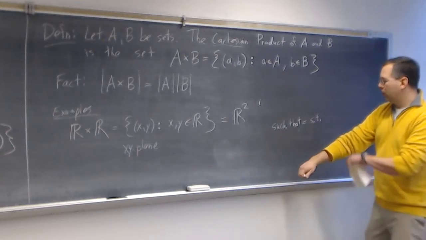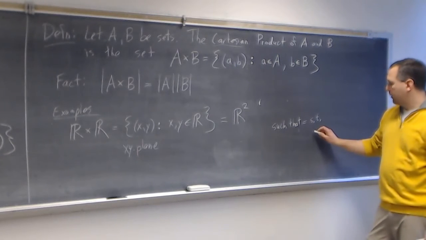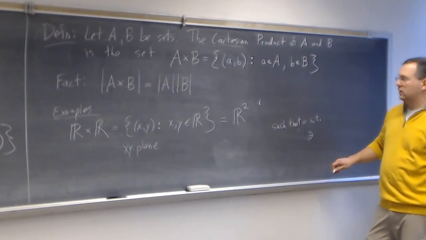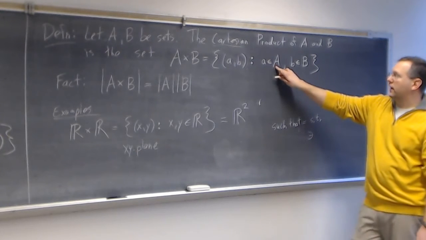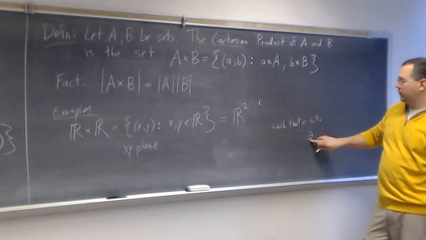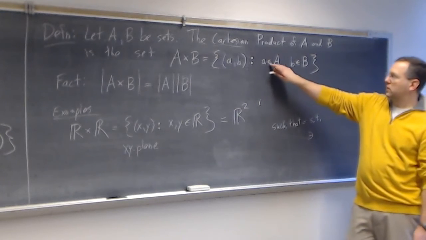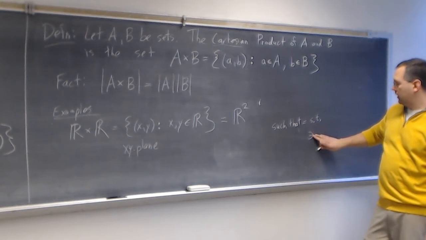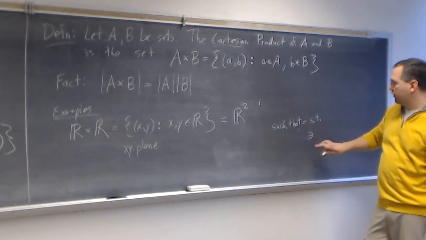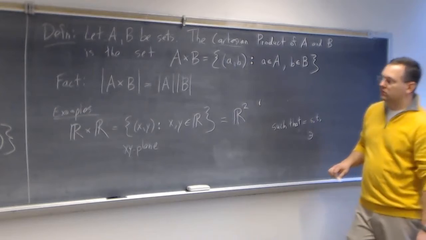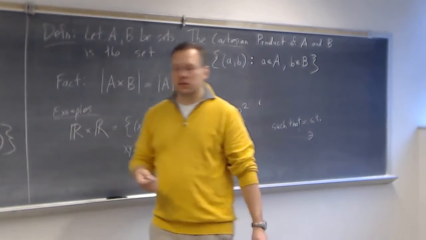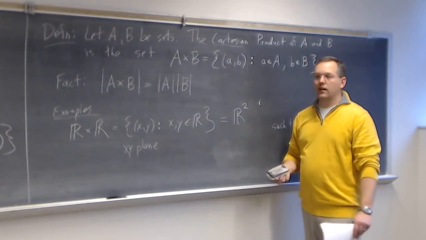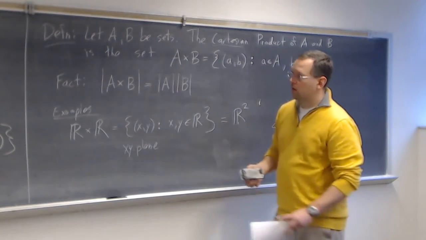Some people will use a backwards epsilon. You know how we use a as an element of capital A? If you use a backwards epsilon like that, some people use that for such that, but I don't see that very often. So we come up with notation for everything, just so we don't have to write it. R squared is a little bit easier than writing R cross R.